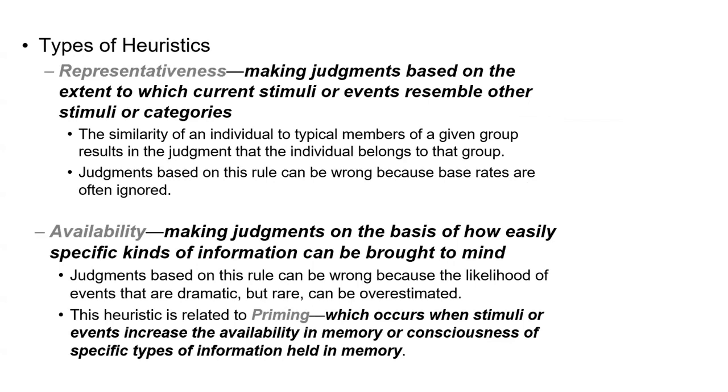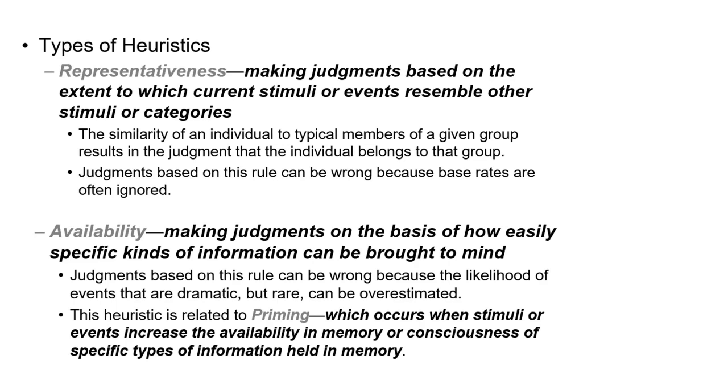First one is representativeness, which is about making judgments based on the extent to which current stimuli or events resemble other stimuli or categories. Okay, so the similarity of an individual to typical members of a given group results in the judgment that the individual belongs to that group. Judgments based on this rule can be wrong because base rates are often ignored.